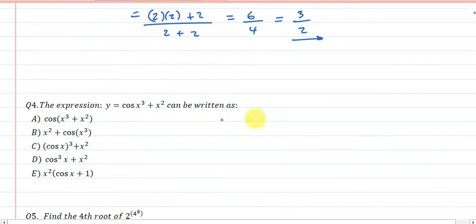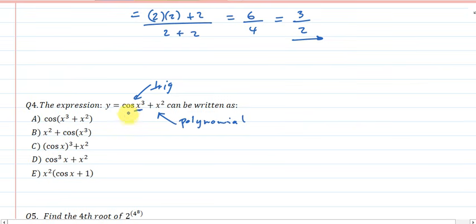The expression y is equal to cos of x cubed plus x squared can be written as, so how can you write down this expression here? Now many people make a mistake and they take out x squared as a common factor, which is wrong. You can't take out x squared as a common factor, because this cos of x cubed is basically the angle and it is cubed. It is not cos cubed x. So this is a trig function, and this here is a quadratic function, a polynomial function, right? So you can't mix up trig and polynomial functions.